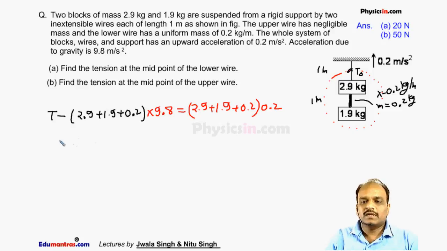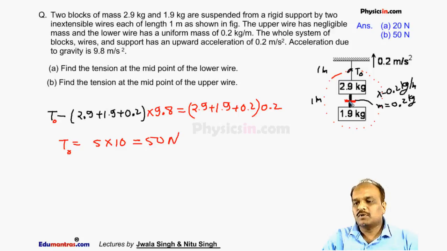So from here we get T equal to 5 into 9.8 plus 0.2, which is 10. So the tension here is 50 Newton. This is T naught. Now we have to calculate the tension at the midpoint of this rope.